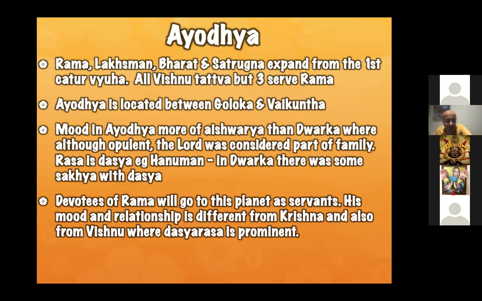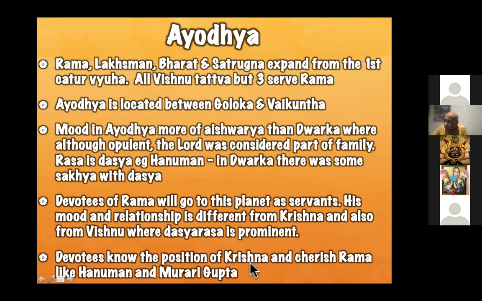Vibhishan would ask Ramachandra for advice, and Ramachandra would give advice on how to defeat Ravan. But again, Vibhishan's mood was very much one of servitude. It was Sakhya, but it was tinged with Dasya Ras. So Sakhya is friendship, but it was tinged with the mood of servitor. So that's the difference between the moods in Ayodhya and in Vaikuntha and in Goloka.